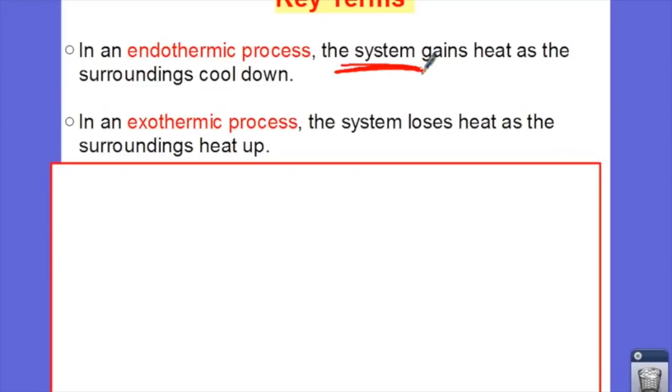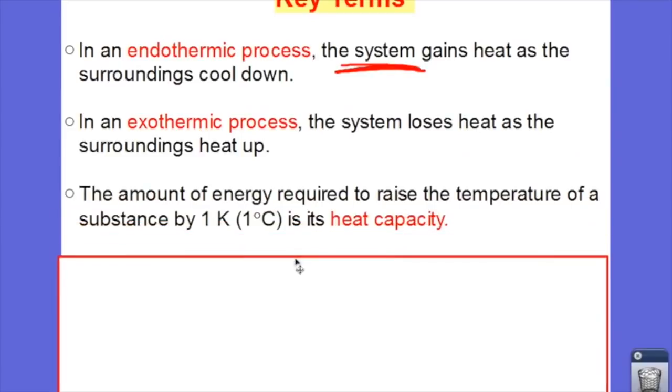In an exothermic process, the system loses heat and the surroundings heat up. So with endothermic and exothermic, remember to complete your Venn diagram from the journal packet. What do they have in common? Both of them have to do with heat.